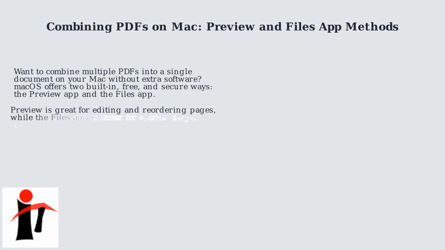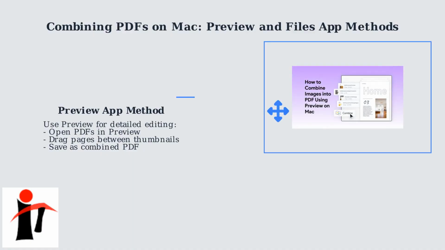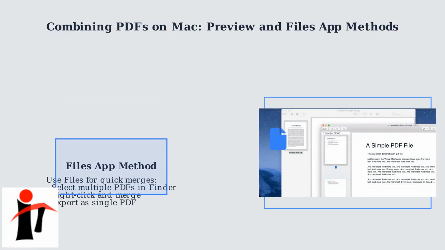Want to combine multiple PDFs into a single document on your Mac without extra software? macOS offers two built-in, free, and secure ways: the Preview app and the Files app. Preview is great for editing and reordering pages, while the Files app is faster for simple merges.